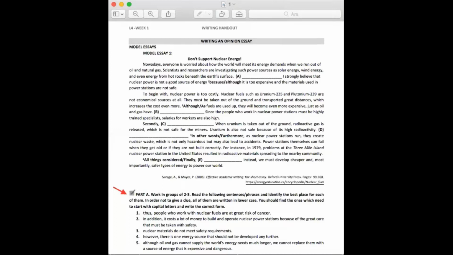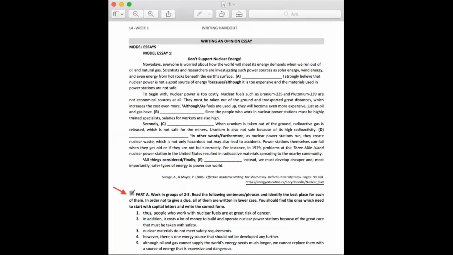Let's start. First, here we have a model essay about nuclear energy. In part A, you're supposed to read the essay and the sentences and find the best place for each of them. As you see, all the sentences are written in lowercase in order not to give you a clue. And when you find the correct places for them, you should also find the ones which need to start with capital letters and write them in the correct form.